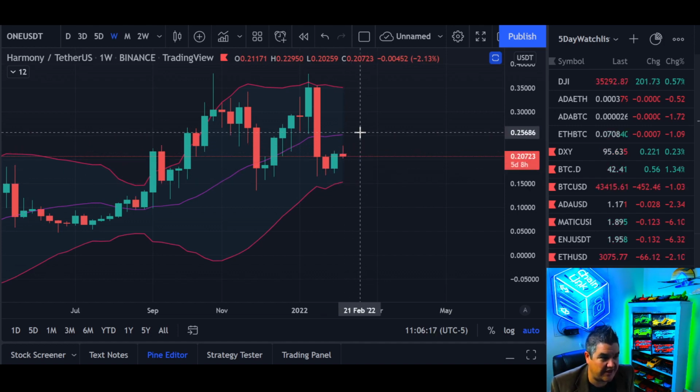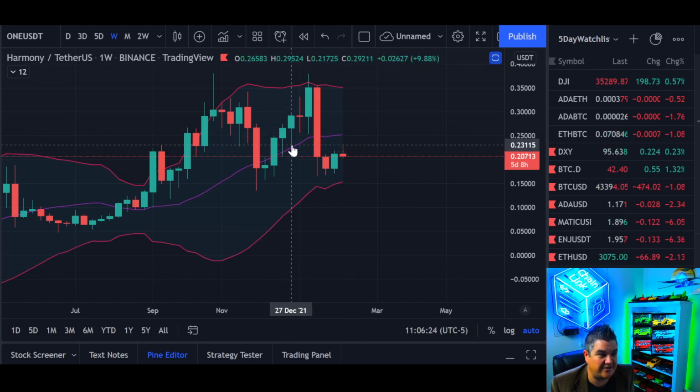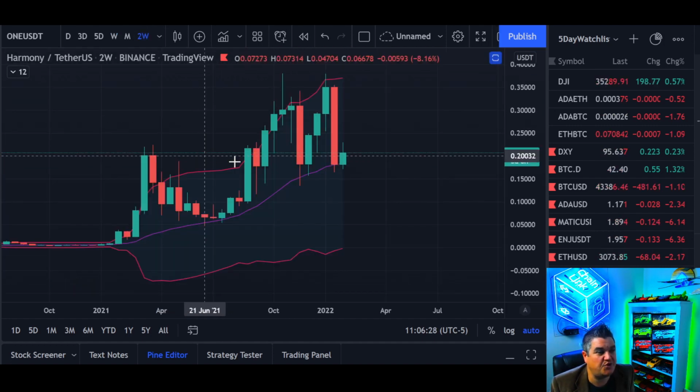So we want to continue that trend. And our next target would be that 25-cent area, which is the weekly median line. If we could do that, you can see once you get bullish, you start holding that. If you want an even bigger picture, go out to the 2-week chart.